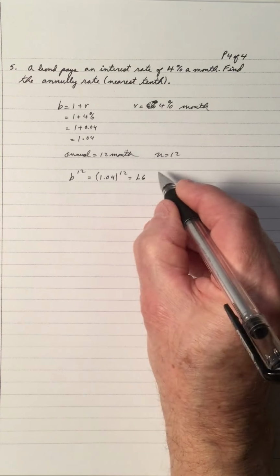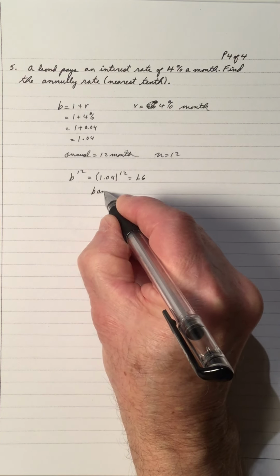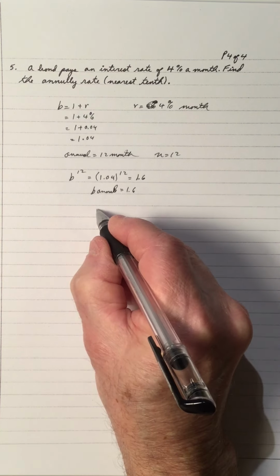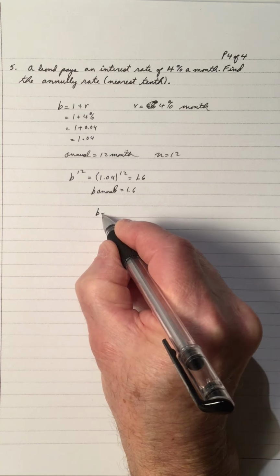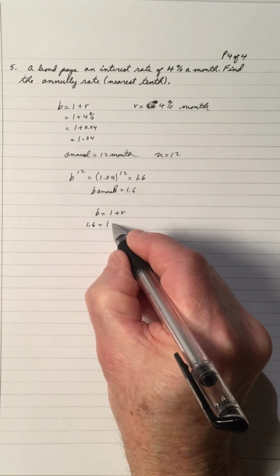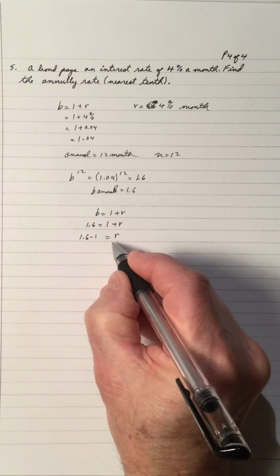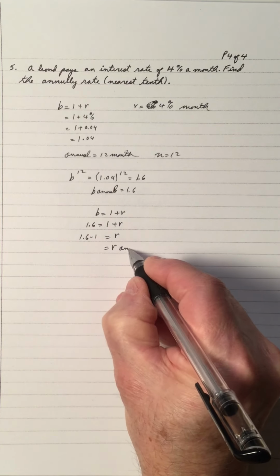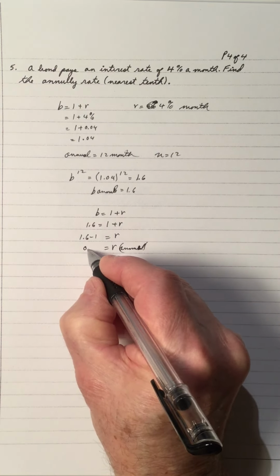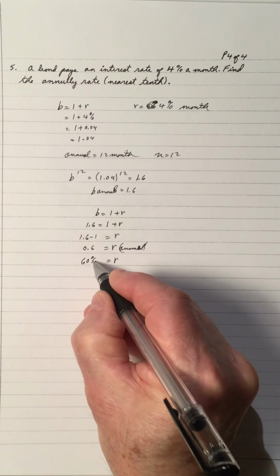So B is your annual base. B is 1.6. So if your annual base B equals 1 plus r, 1.6 is 1 plus r. So r is 1.6 minus 1. So again, this is the annual rate, not the monthly rate. The annual rate is 0.6, and so that rate is 60%.